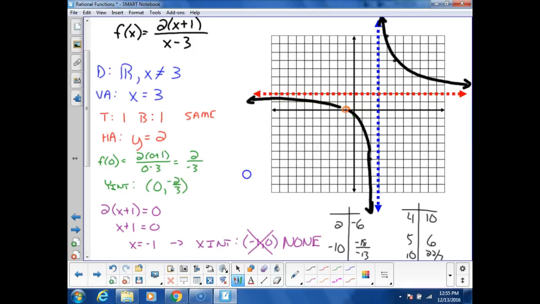India, to answer your earlier question: as x approaches positive infinity, my function approaches 2 from above. As x approaches negative infinity, my function approaches 2 from below. We only have one graph left in this unit, don't we?